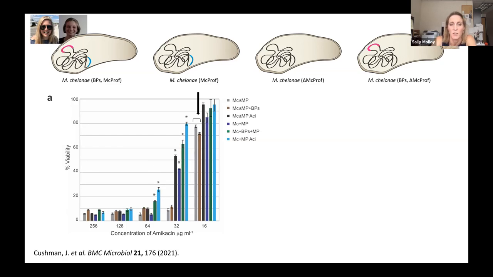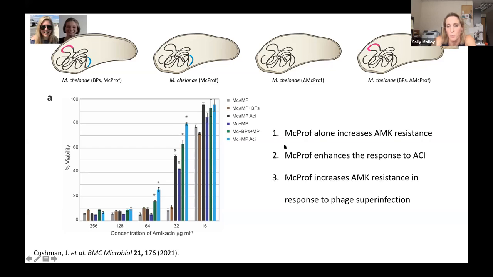What was interesting were strains that lacked McProf had the lowest MIC. And so that told us that BPS isn't contributing to the drug resistance. But McProf clearly is playing an important role. The other thing we learned was that the McProf strain treated with acivicin had a higher MIC than the non-lysogen treated with acivicin. So McProf alone increases amikacin resistance. McProf enhances the response to acivicin. And it also looks like McProf enhances the amikacin resistance response to phage superinfection.